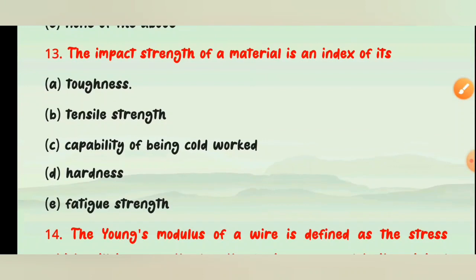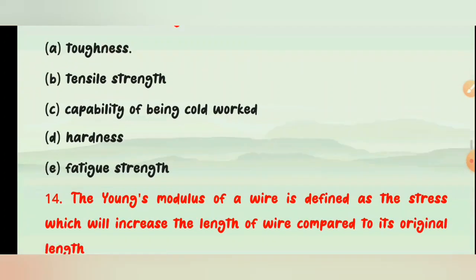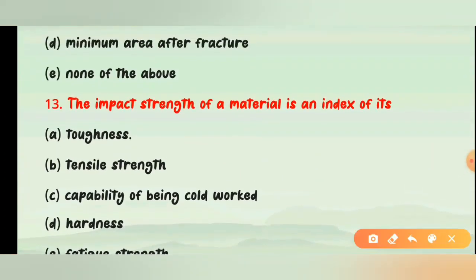Next, the impact strength of a material is an index of toughness. Impact strength means when an impact load is acting on a body, it shows what its toughness is. So impact strength is an index of toughness. So option A is the correct answer.